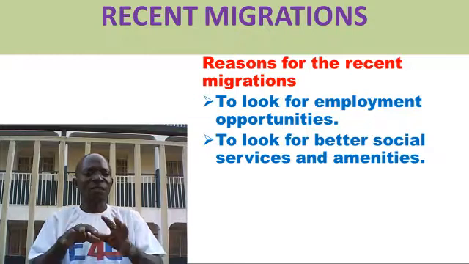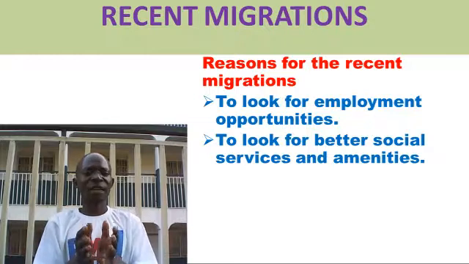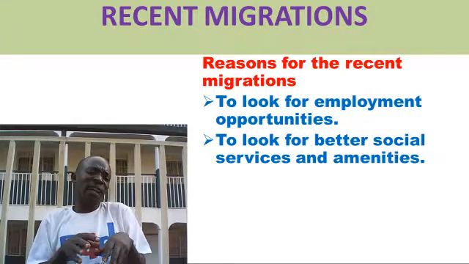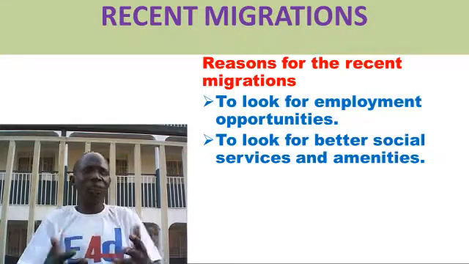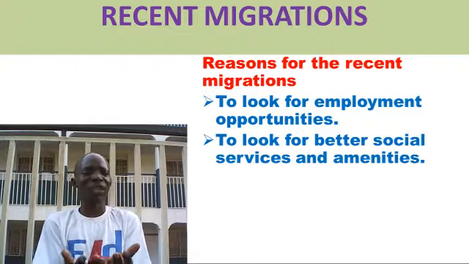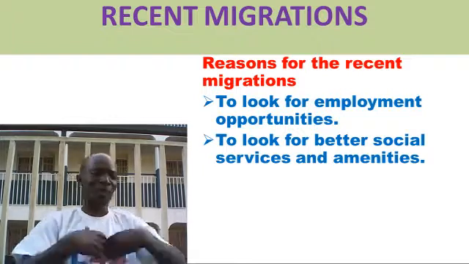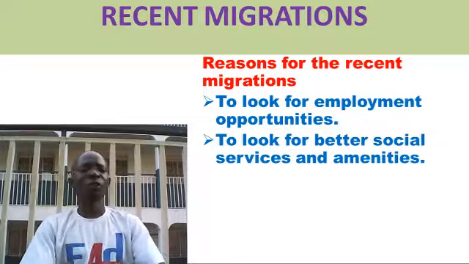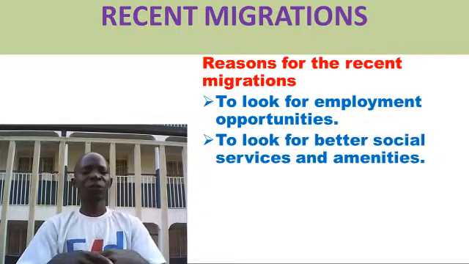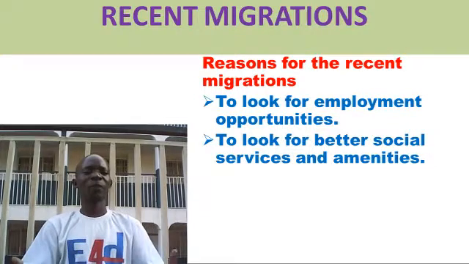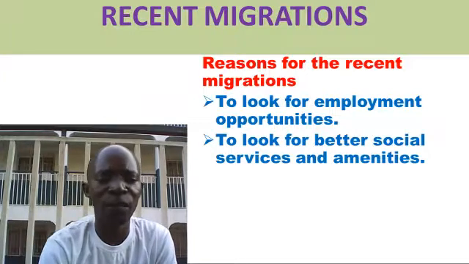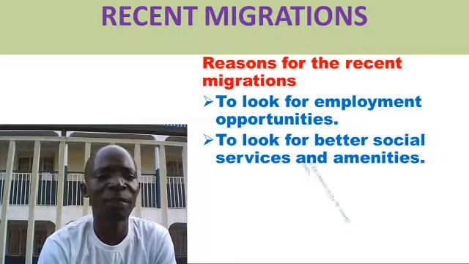Social services are things provided by the government to improve the way of life of the citizens. Whereas social amenities are things in town that make life easy, for example electricity, piped water, and recreation centers. Social services include health, education, security, and many others. So people migrate to look for better social services and amenities.